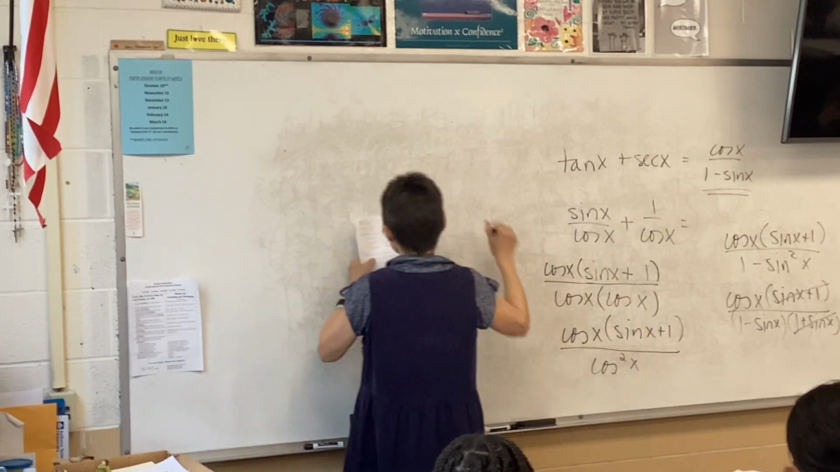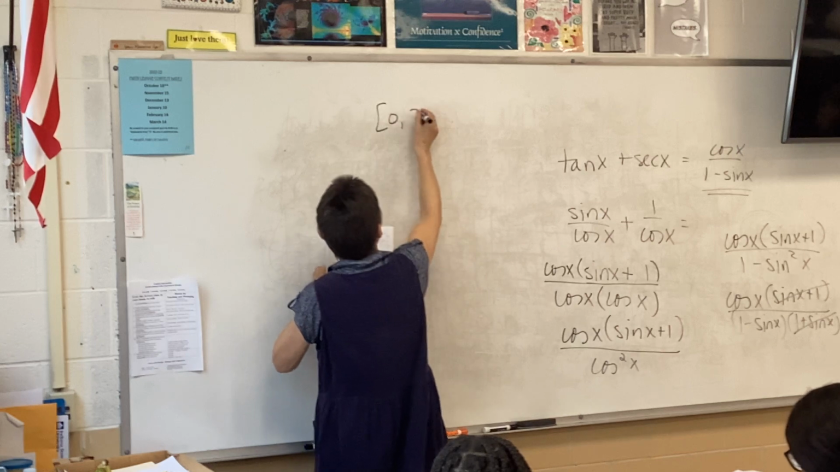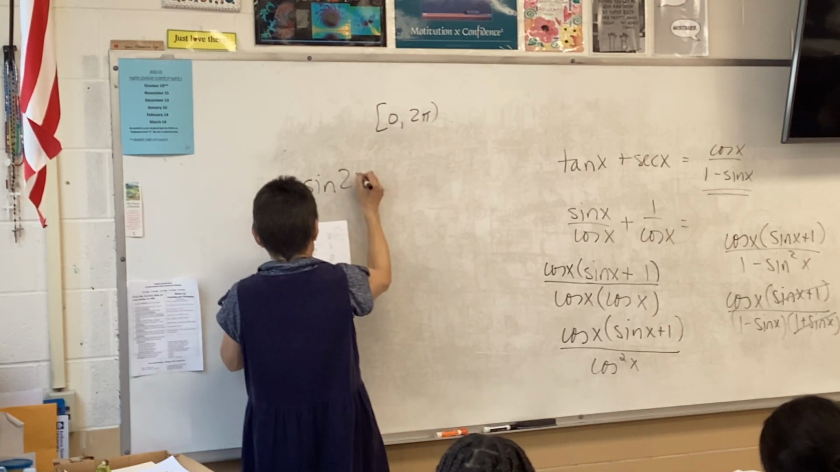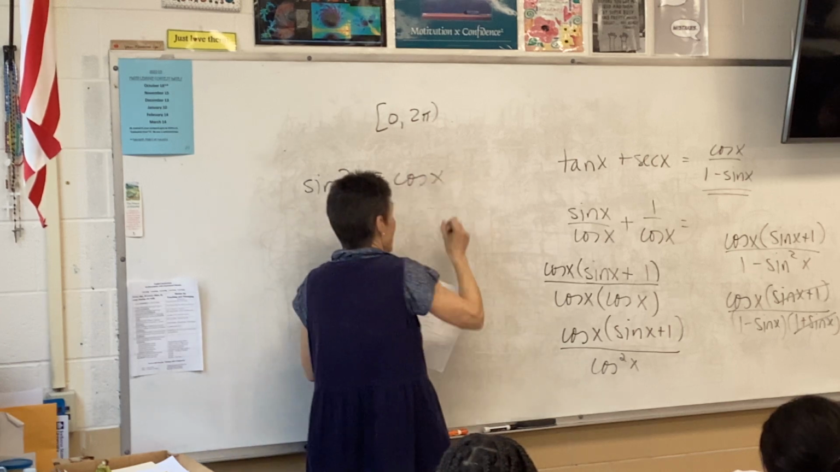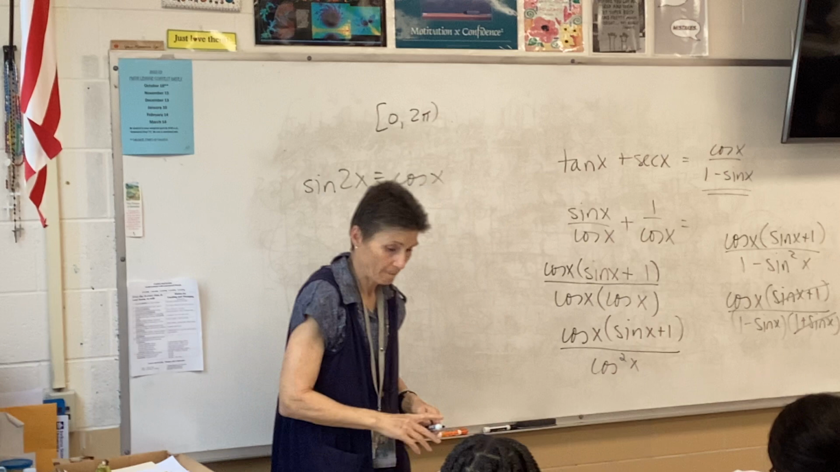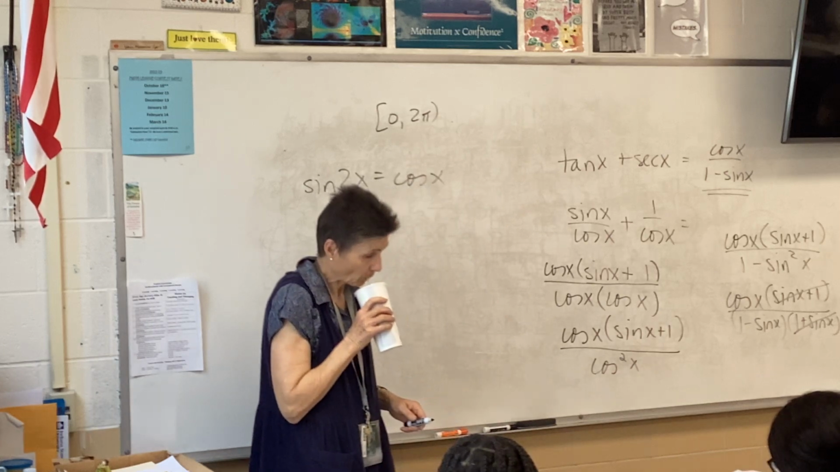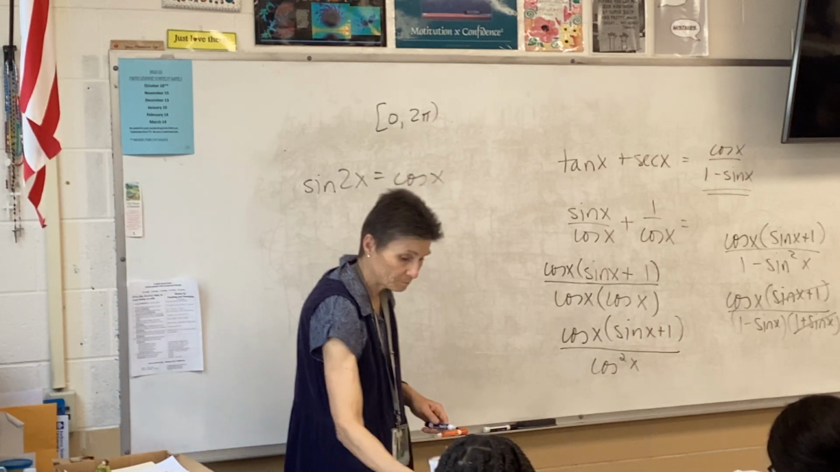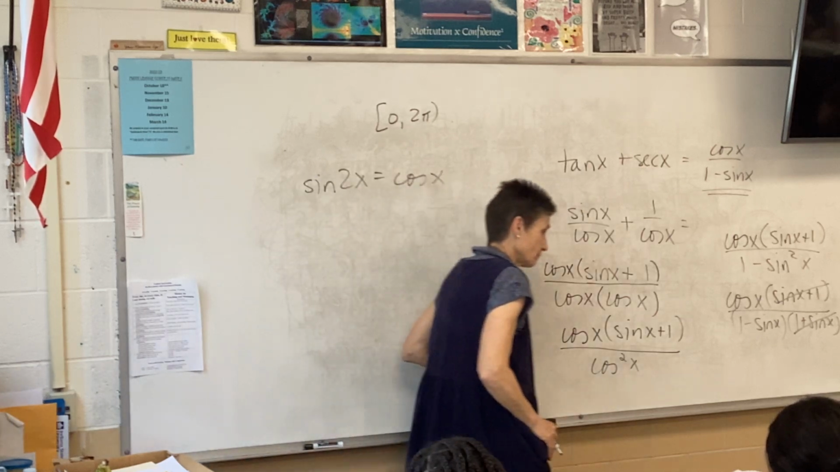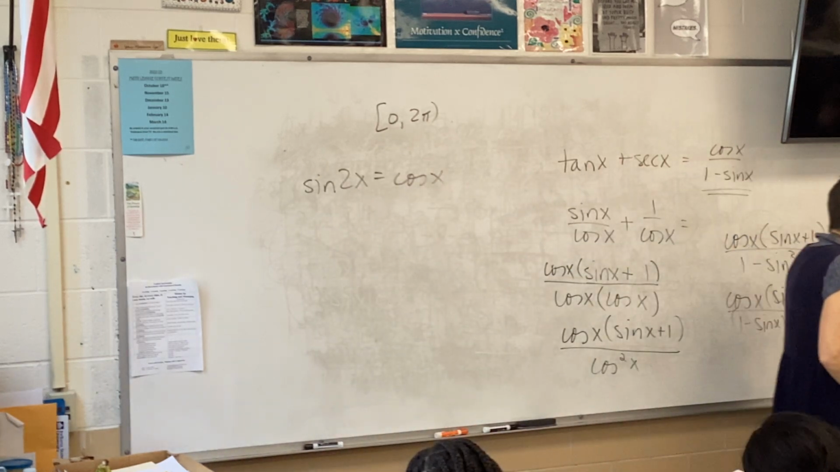And it says 0 to 2 pi. So here we go. That means radians. We solve it in radians. I didn't see this problem before. Tell me, what do you want to do?